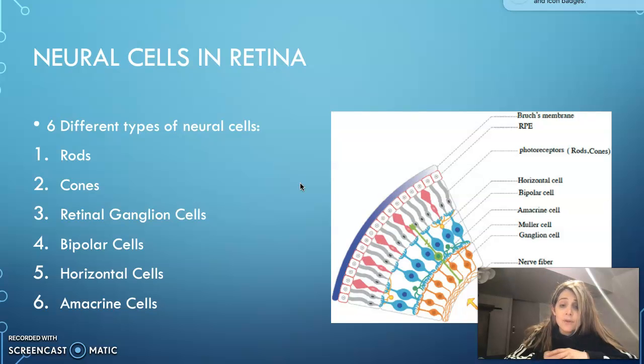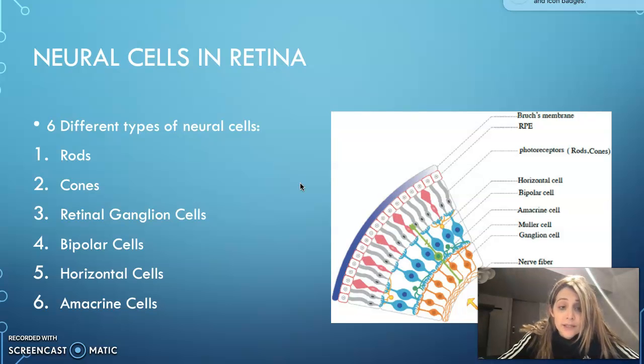They get their name from their shape. If you look at them, they have this rod shape. Since they're very light sensitive, they're better in the dark, so they're responsible for dark vision, or what we call black and white vision.